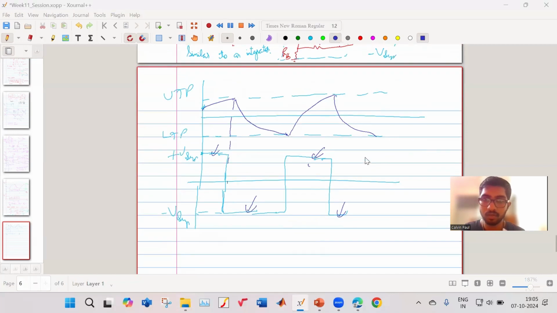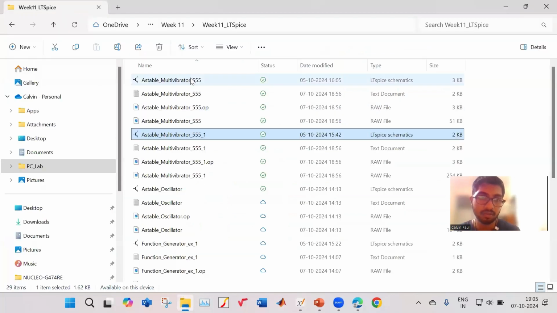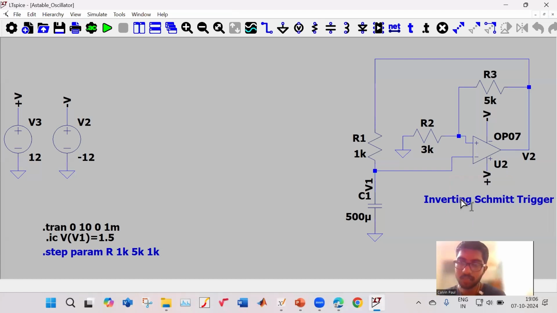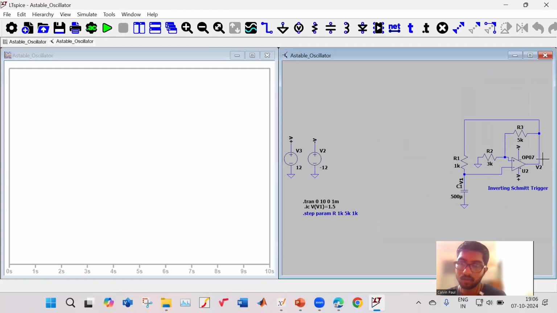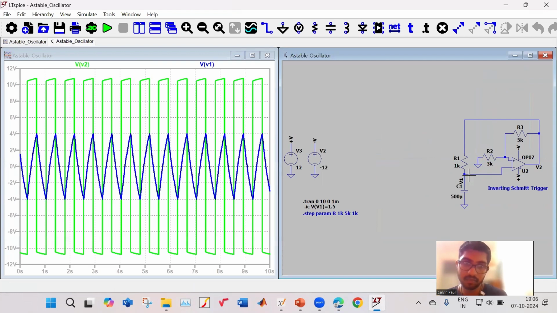So, the astable oscillator circuit is also present here. This is my inverting Schmitt trigger. And these are certain resistors which I have given. And this is my RC circuit. This is the same circuit which we have made. So let me run it. So we run it. My output is either positive or negative, and this is my capacitor voltage.